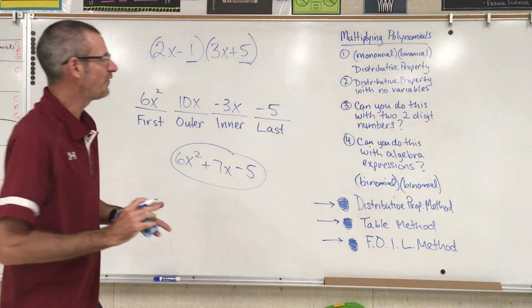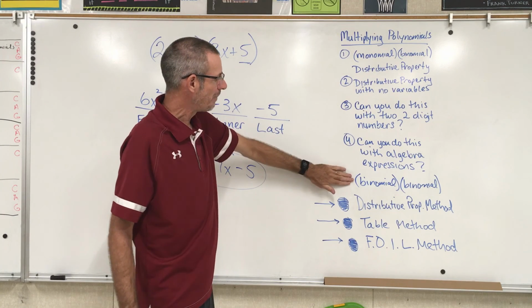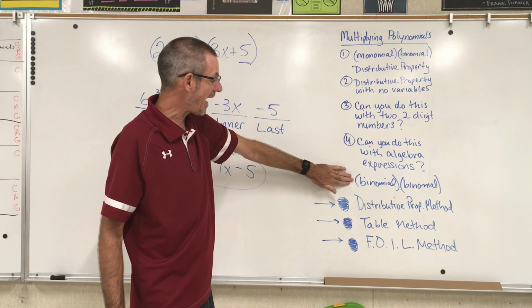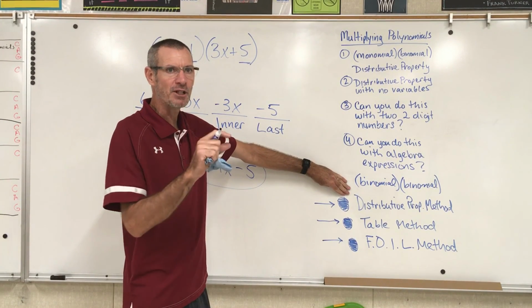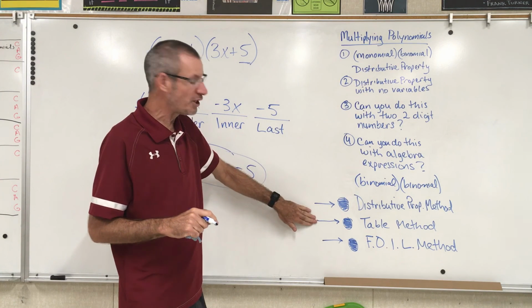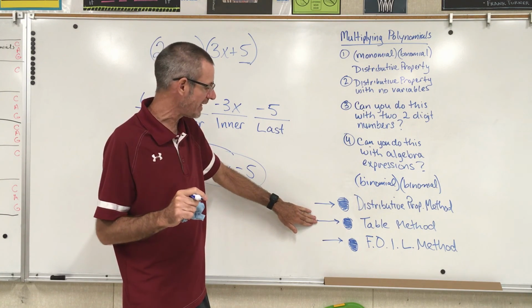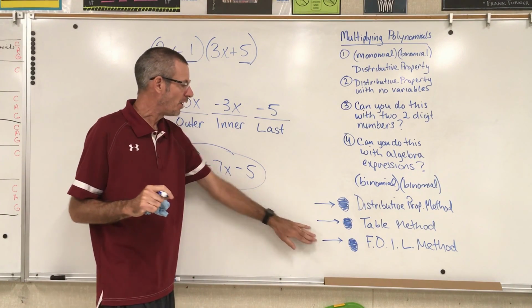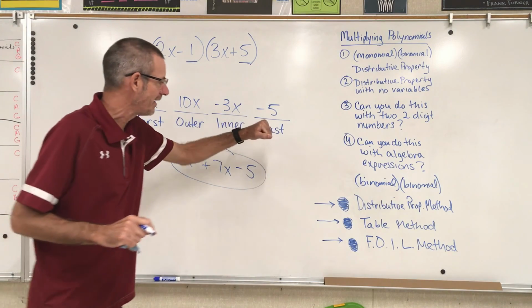So the goal of this video is to get you to multiply polynomials, specifically today, binomials times binomials, and to realize that there's 3 ways you can do it. You can use the distributive property, but you have to use it twice to distribute both parts of the first binomial. You can use the table method, which is a great way to keep yourself organized and not make silly mistakes. Or you could use the FOIL method, where you get your 4 monomials by multiplying the first, outer, inner, and last.